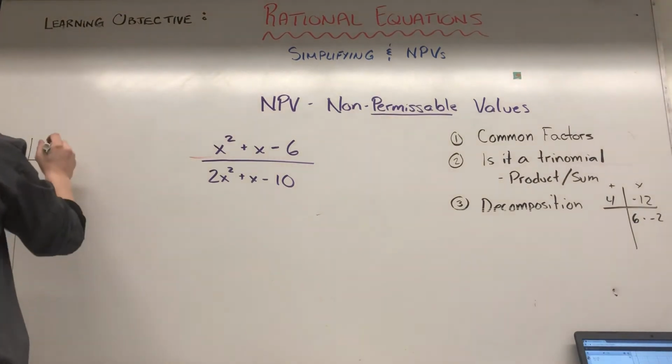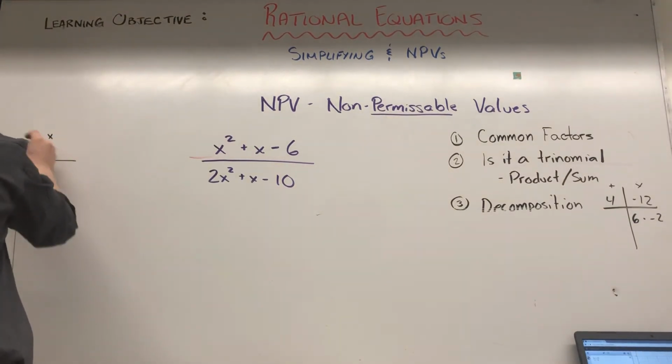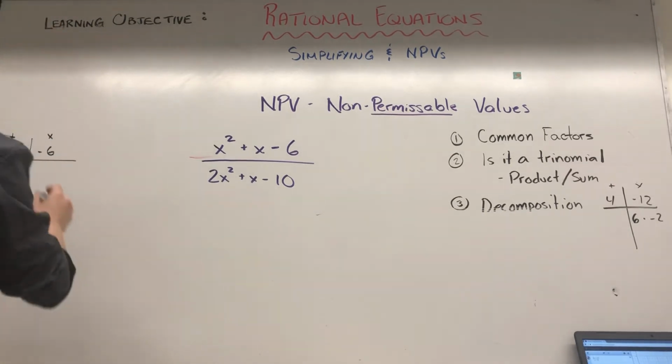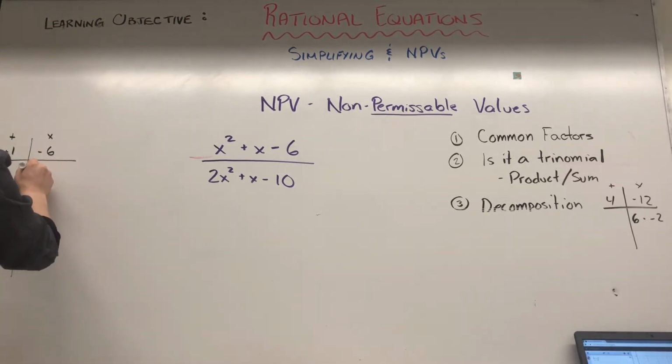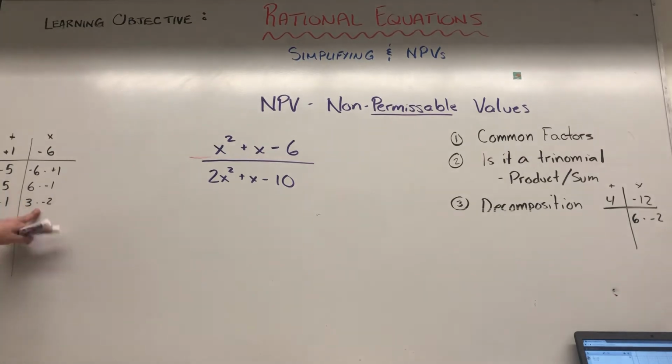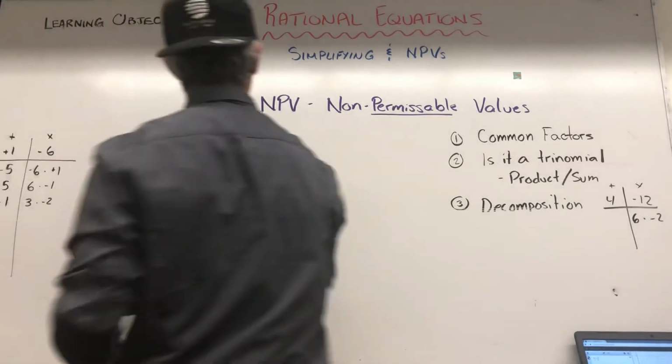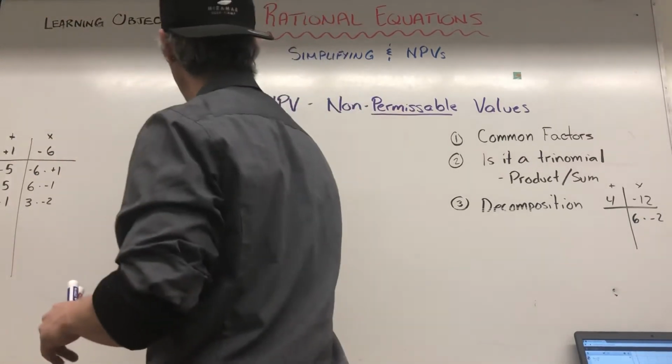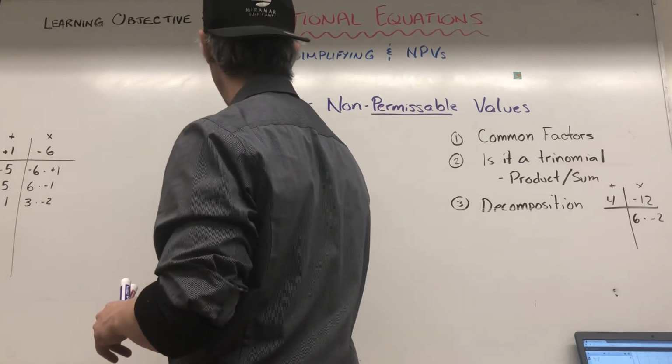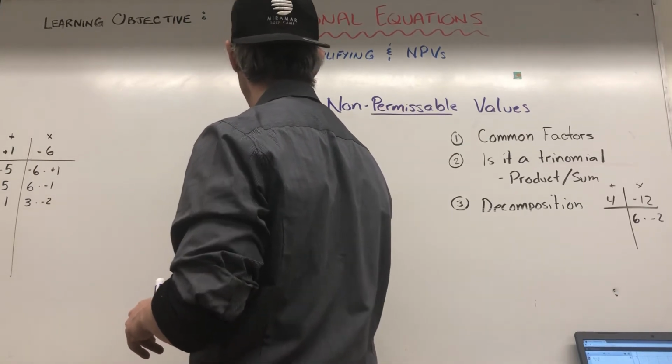Two numbers that multiply to negative 6 and add to positive 1. Those two numbers are, well, let's try negative 6 times positive 1. That makes negative 5. So how about 6 and negative 1? That makes positive 5. Okay, how about 3 and negative 2? That makes positive 1 when I add them. So those are my factors. So on the top, this will be x plus 3, x minus 2.